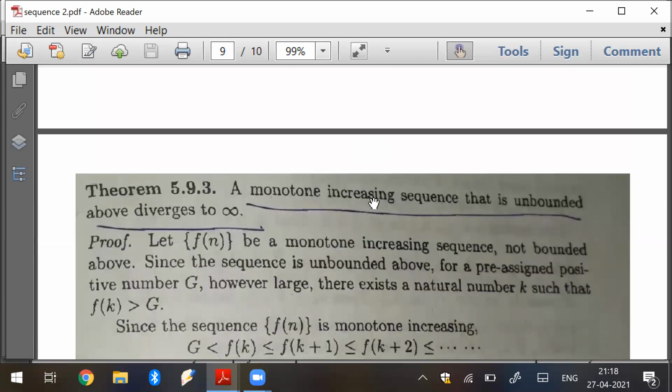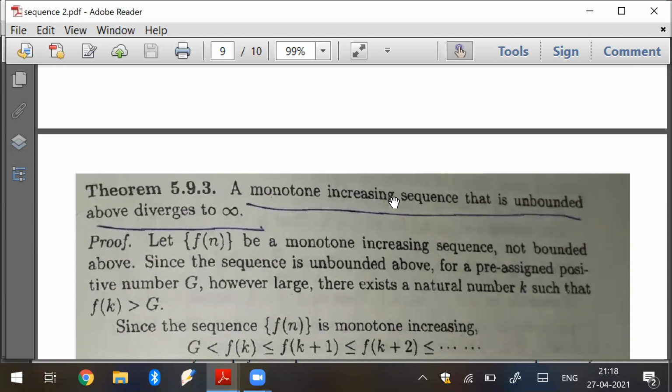Now for the monotone increasing sequence, another theorem says a monotone increasing sequence which is unbounded above diverges to plus infinity. It is quite obvious. The sequence is going on increasing, and on the increasing side you cannot put a boundary, then obviously it cannot be stopped. It cannot be stopped means it will go on increasing. That means it will properly diverge towards plus infinity.